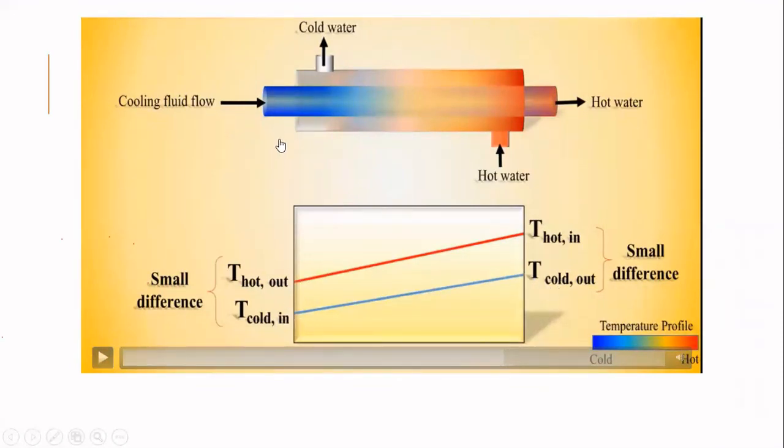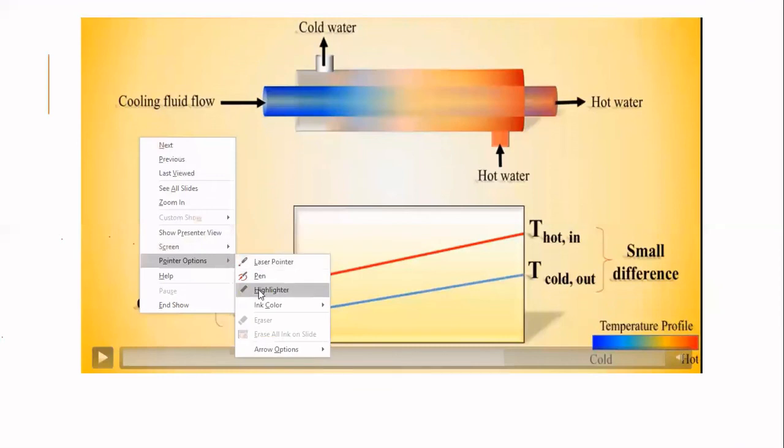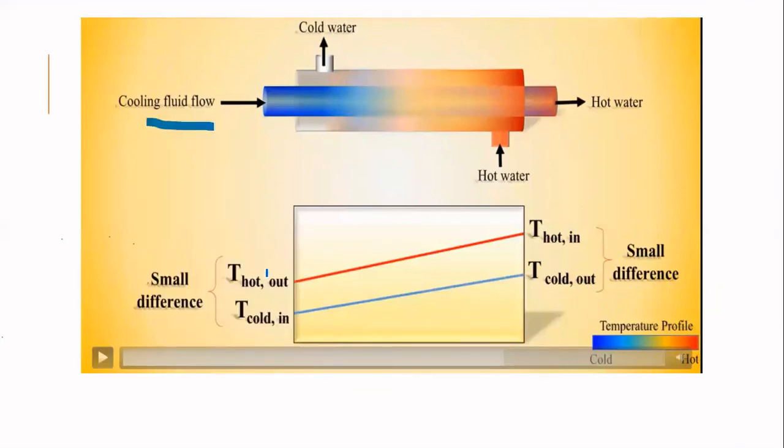Here the cold fluid is entering from the left. So its temperature is lower in this direction. As it will be traveling to the right, what is going to happen? The temperature of the cold fluid is going to rise up continuously.